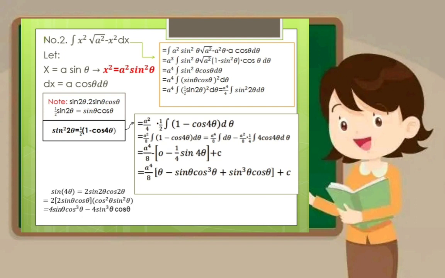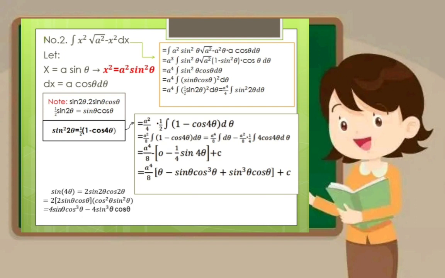Let x equal a sine of theta, so that dx is equal to a cosine of theta d theta, and remember we have an x² term here, so x² is equal to a² sine squared of theta. So let's substitute everything that we have here.